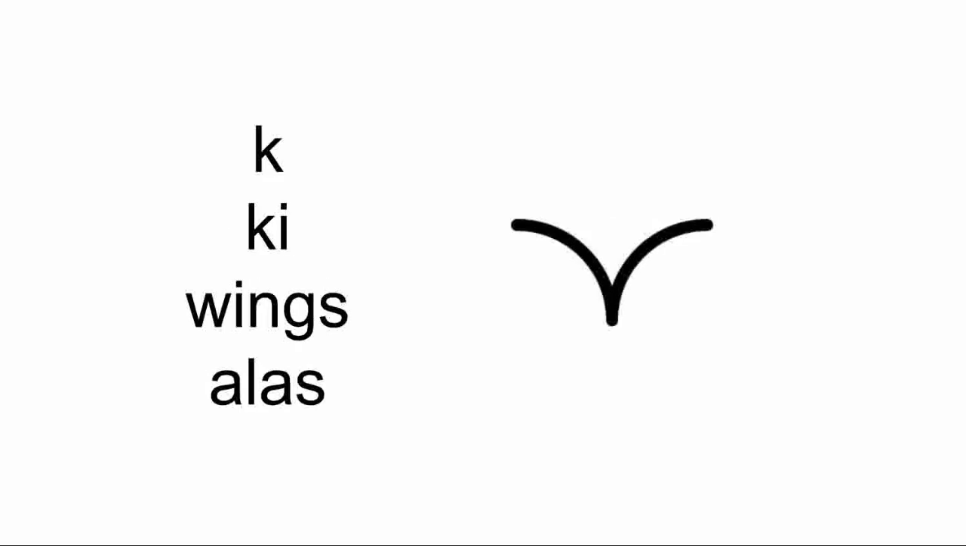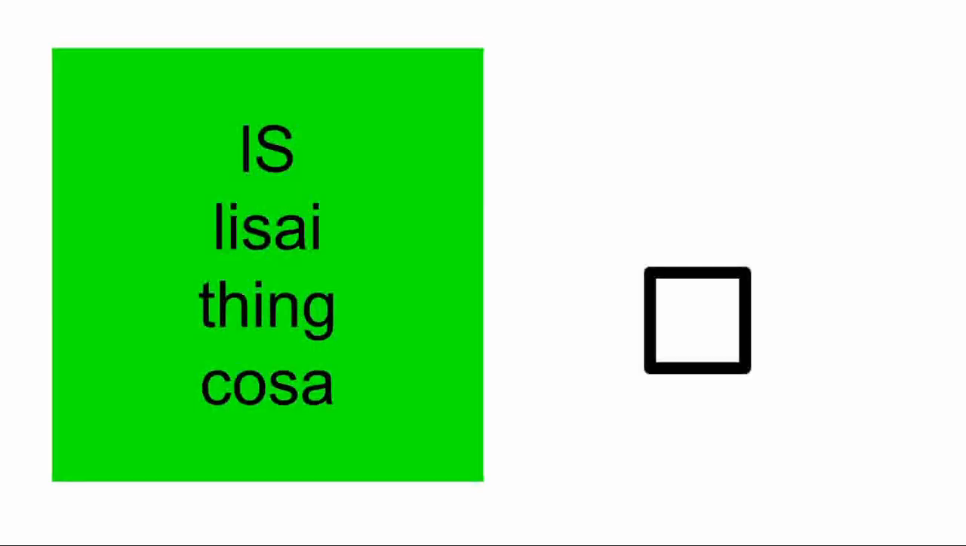The letter K is pronounced ki, and it means wing or wings. The large square is represented by the letter L, pronounced li, and it means enclosure. Also worth mentioning is li sai, the small square. It means thing.